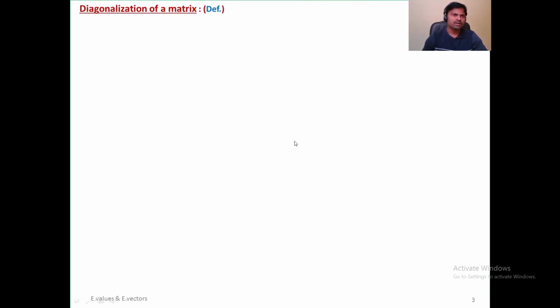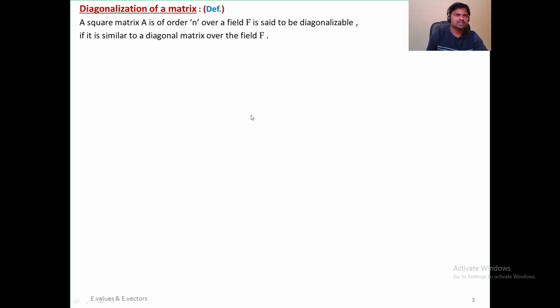one new topic, diagonalization of a matrix. So in this topic we are going to learn how to diagonalize a matrix depending on eigenvalues and eigenvectors. Now first definition. A square matrix A is of order n. That means it is an n by n order matrix over a field F. Field F means the entries coming from F. F may be the real number system or complex numbers, and that matrix is said to be diagonalizable if it is similar to a diagonal matrix over the same field.